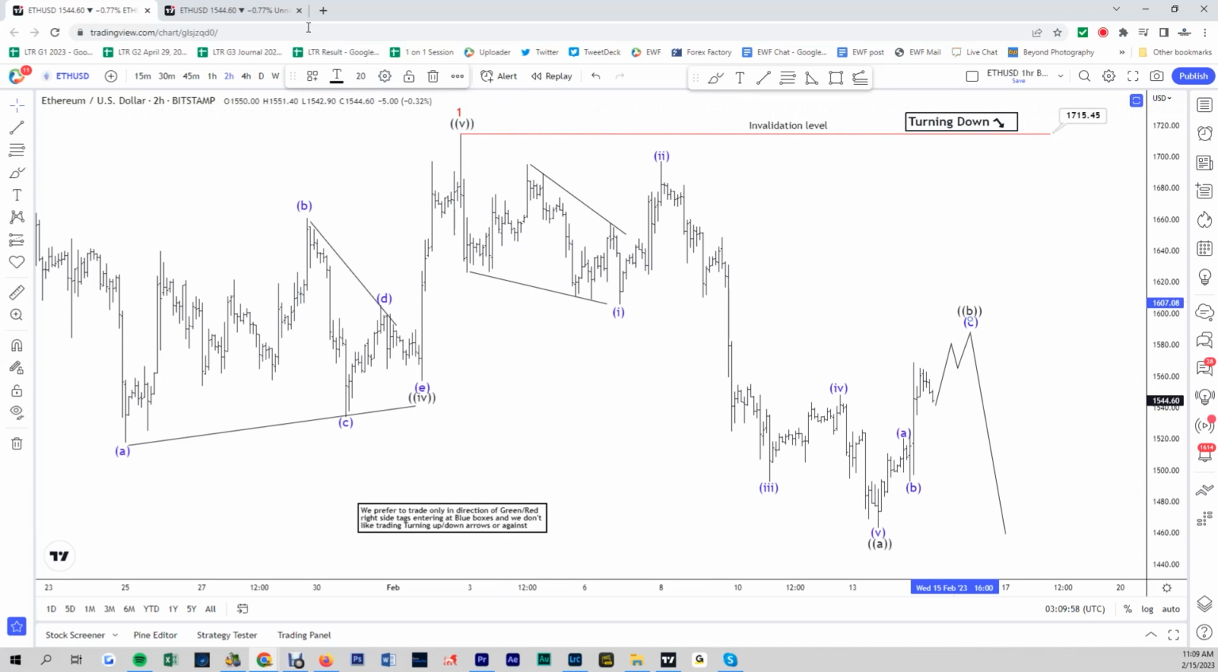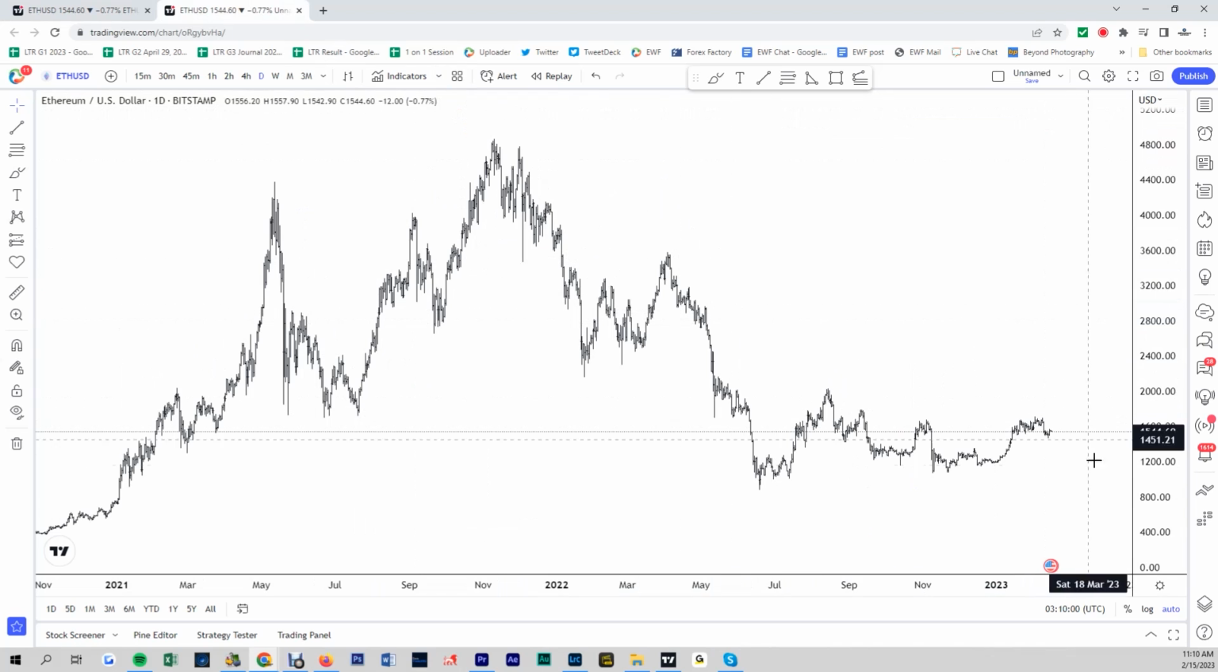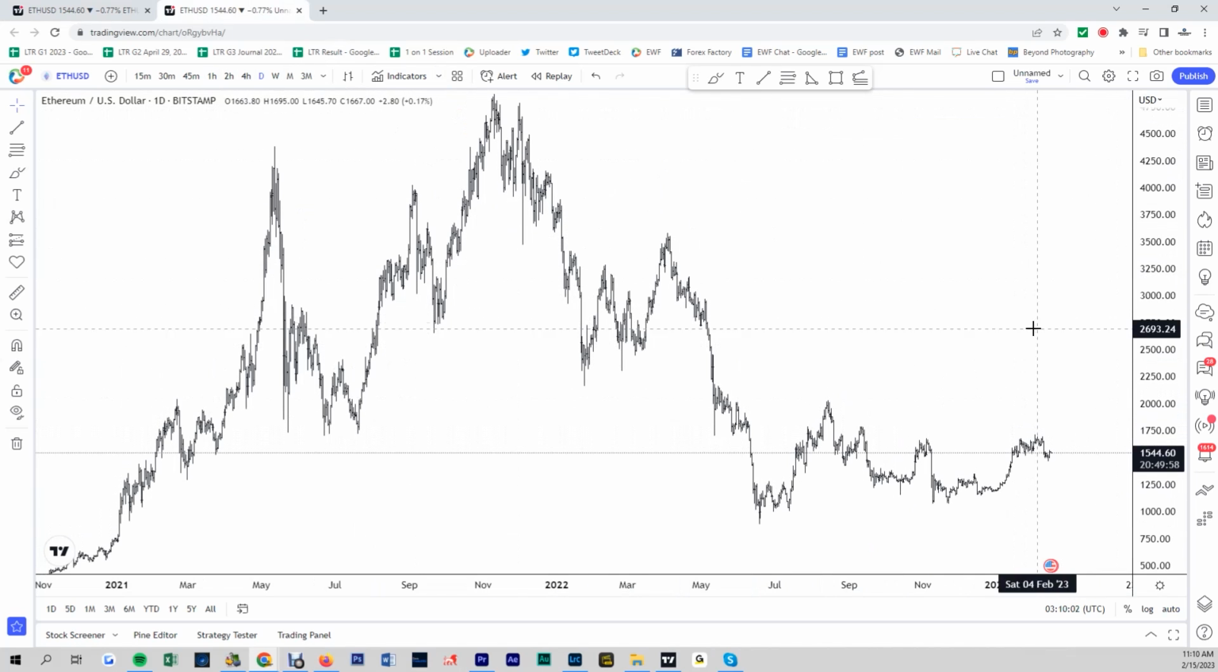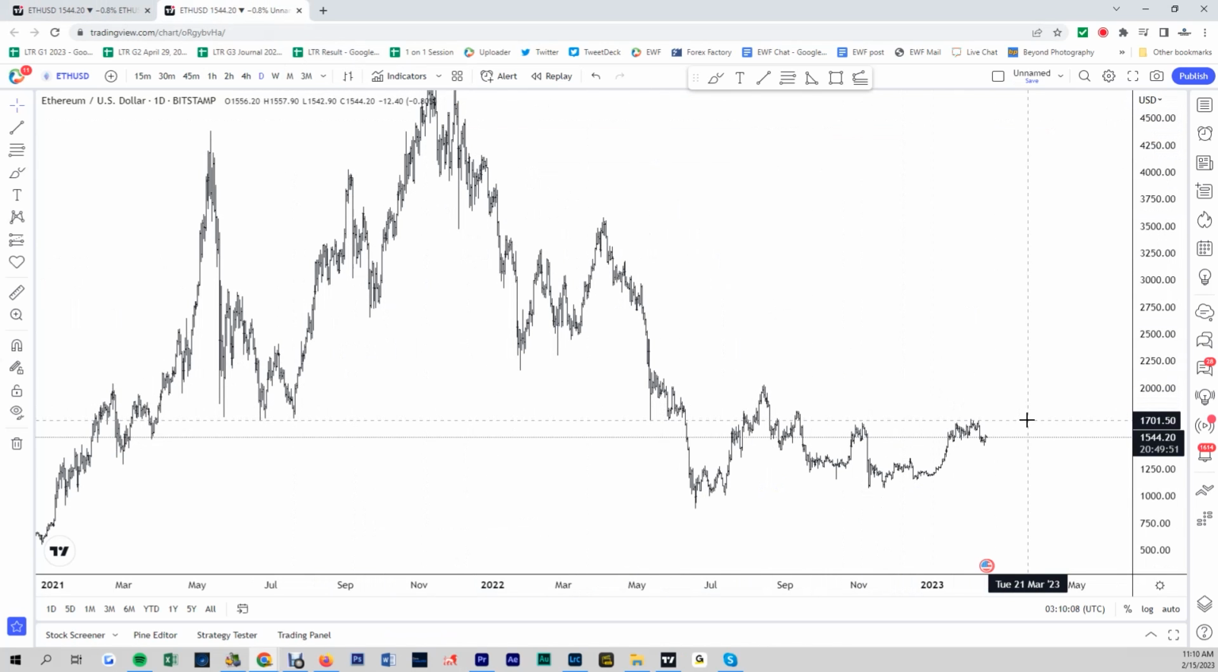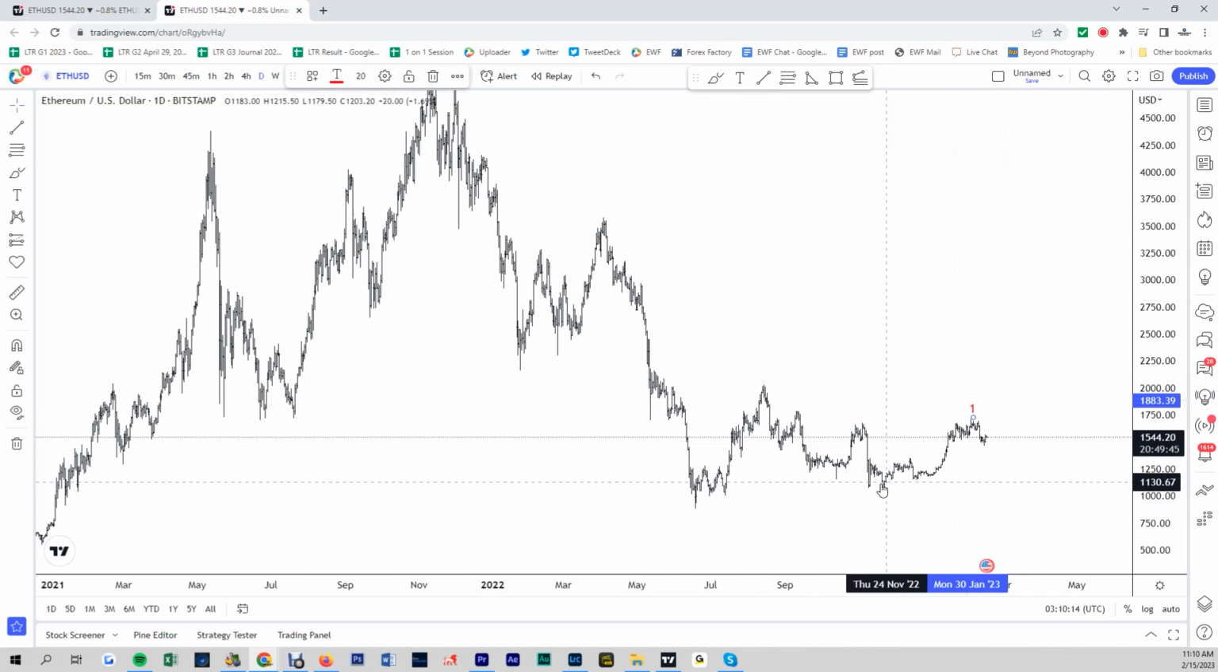If I zoom out, this is the daily time frame, and copying this with 1 here at 1715. The rally started from here on November 9th. So you can count this 1, 2, 3, 4, 5, ended 1. Now we are looking for a 3-wave pullback in wave 2 before higher again.